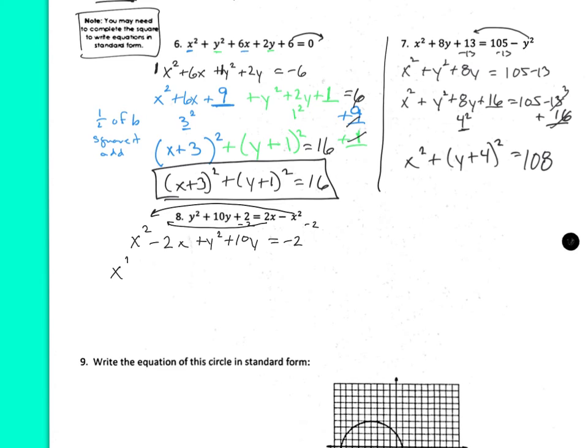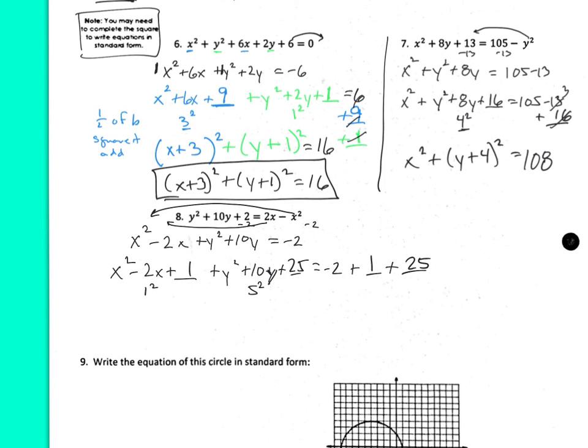Now we're going to complete the square. I always leave a little blank. It forces me to remember to fill in the blank. And it forces me to leave some space. We're going to have 2 blanks over there. Half of 2 is 1. 1 squared is 1. That goes on both sides. Half of 10 is 5. 5 squared is 25. We add that to both sides.